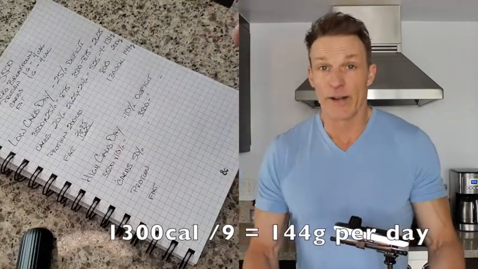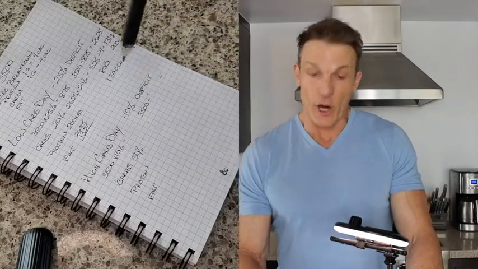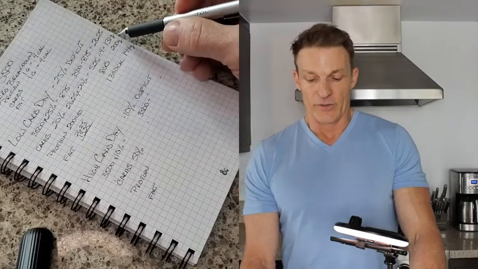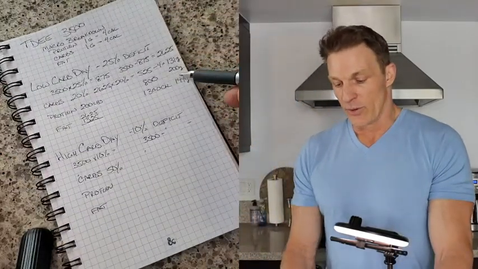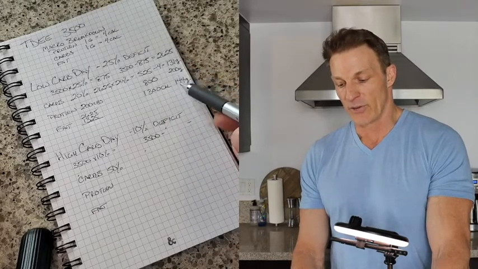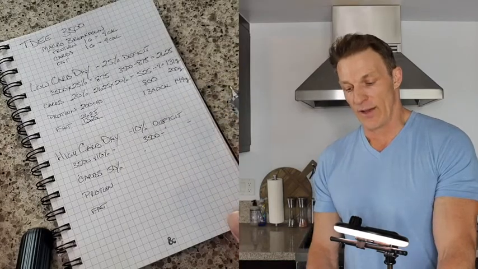So there I have my total breakdown for all of my macros for my low carb day. I have 131 grams of carbs, 525 calories; 200 grams of protein, 800 calories; and 144 grams of fat. And that's what that breaks down into in calories.